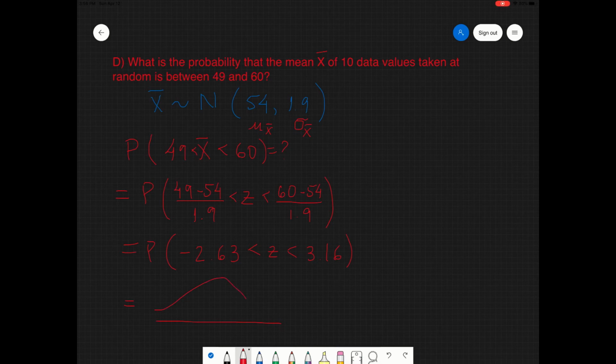So this probability corresponds to an area under the standard normal curve between the z values of negative 2.63 and positive 3.16. And the area between two z-scores is the area to the left of the largest z-score, which is 3.16, minus the area to the left of the smaller z-score, which is negative 2.63.